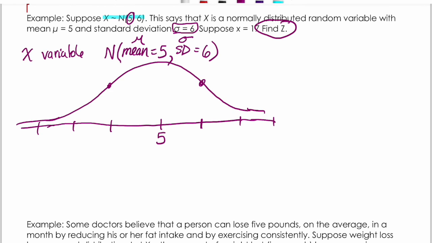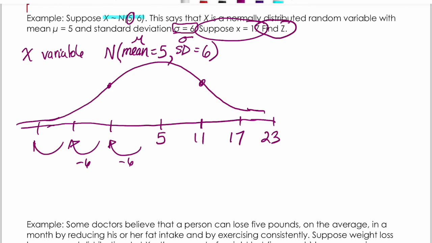Okay, here's my graph. Now every one of those tick marks represents a standard deviation, which means when I go to the right, I'm going to be adding 6, and when I go to the left, I'm going to be subtracting 6. So if I add 6, this is going to be 11. If I add 6 again, that's going to be 17. And if I add 6 again, that is going to be 23. Now, we're specifically looking for x is 17, so I'm not going to bother going out to the left. But if you did, remember you subtract 6 going this way.